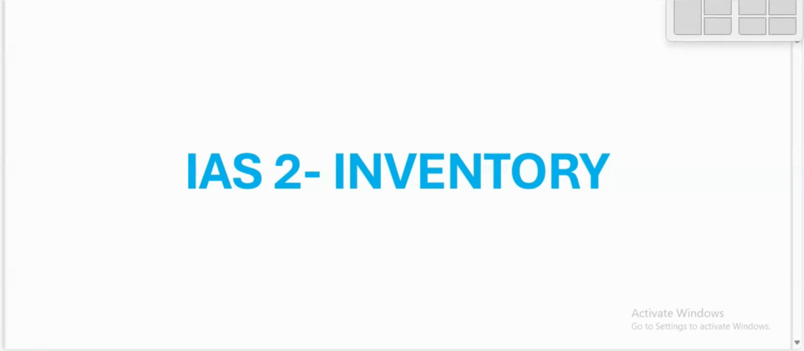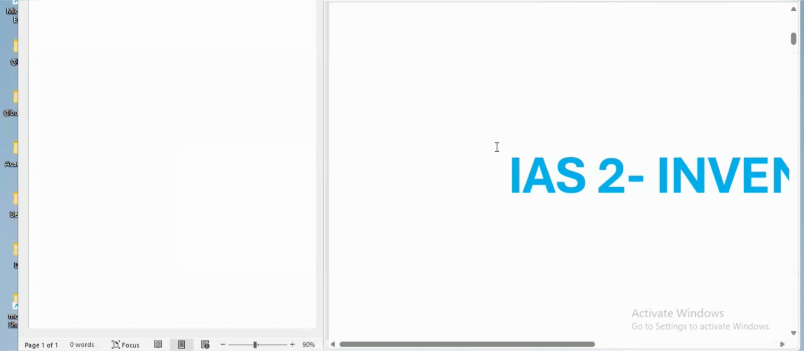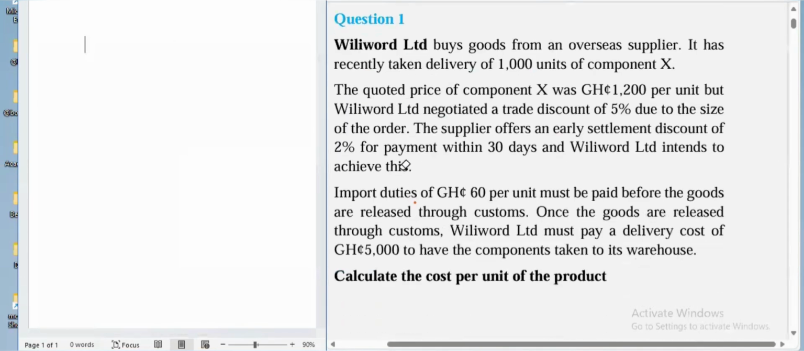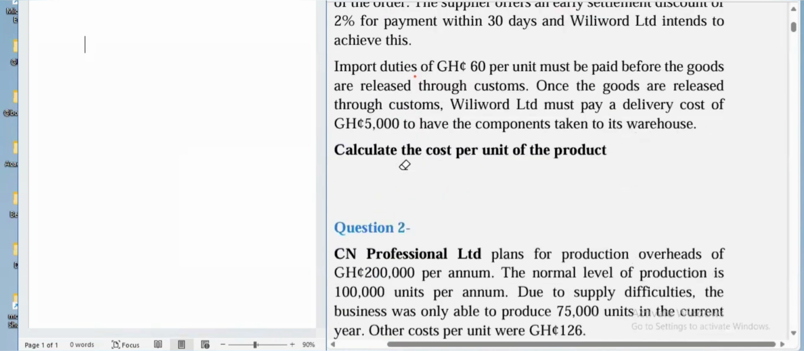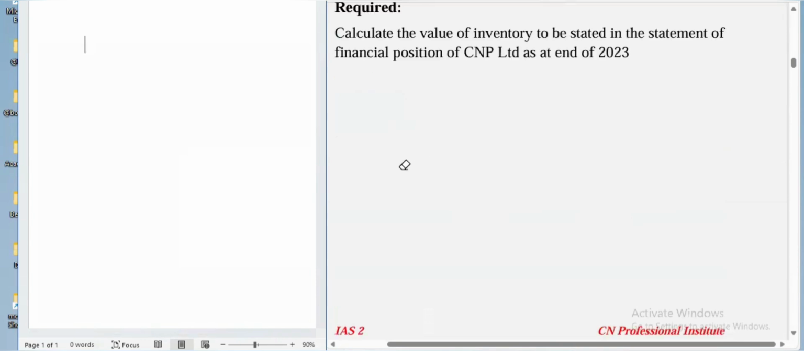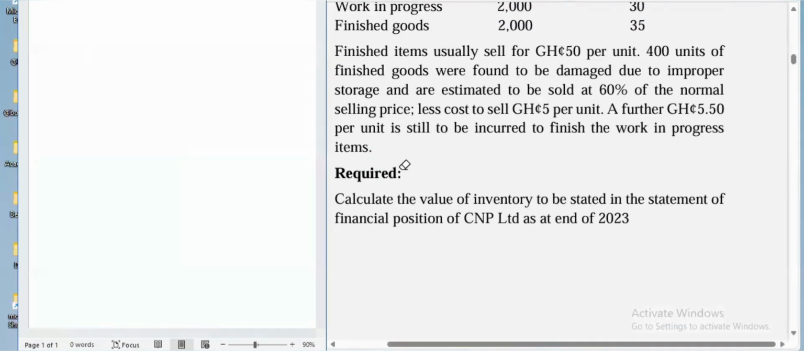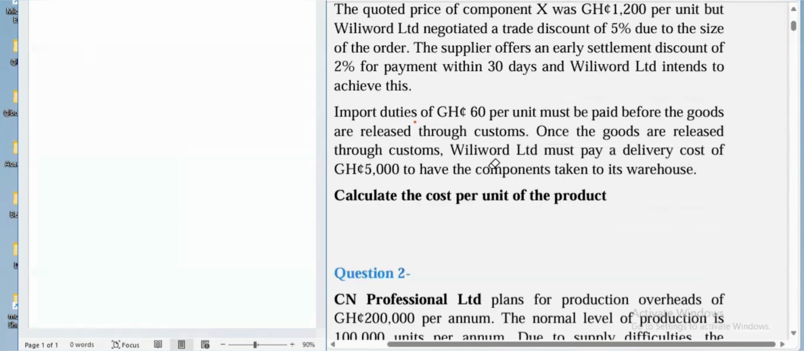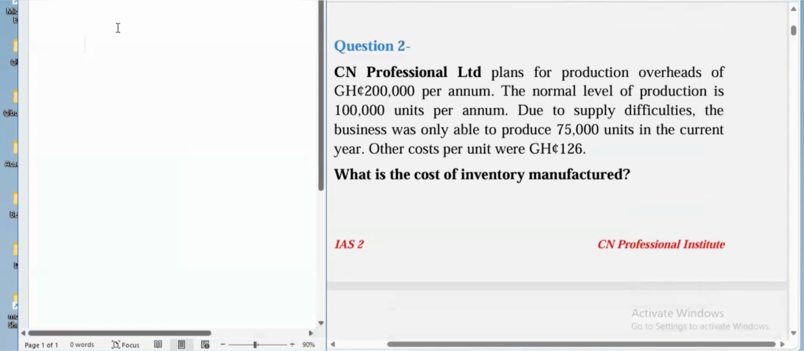So let's check our questions here. In part 2, we solved question 1, question 16, and question 17, which were all on the determination of cost of inventory. Now, let's start with question 2.